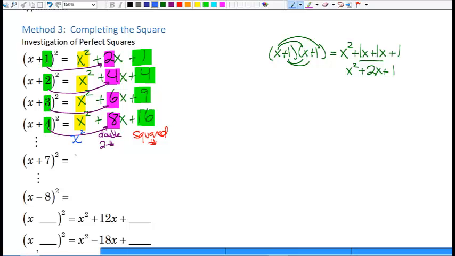The other thing that people will notice is that on the questions, it was always x plus or minus some number quantity squared. So what I want you to do is pause your video again, using these little patterns that we came up with, and see if you can get x plus 7 quantity squared and x minus 8 quantity squared by yourself.